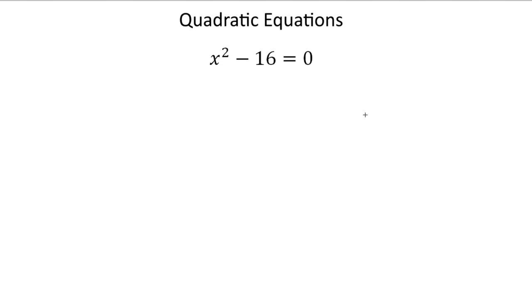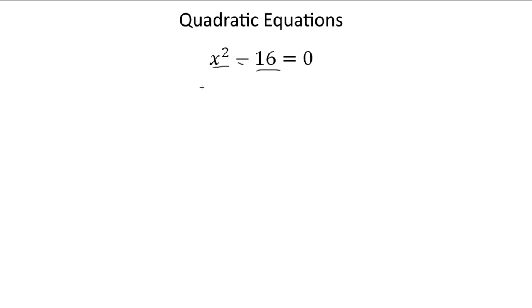So the final example is where we're now going to be using the difference of two squares. You can see right away x squared minus 16 is equal to 0. We've already talked about this in the previous video: you use the difference of two squares when both terms are square numbers and there's a minus between them.